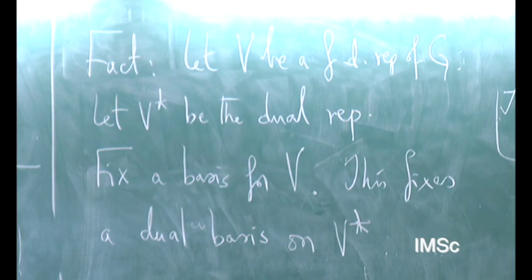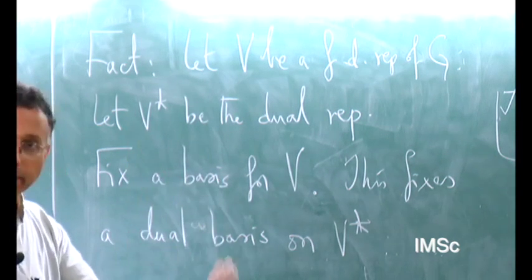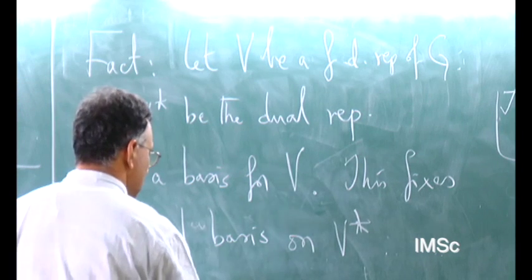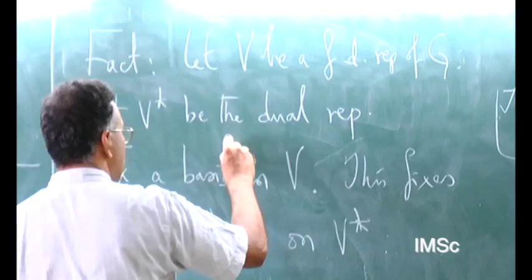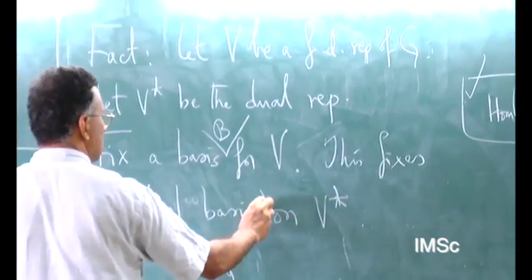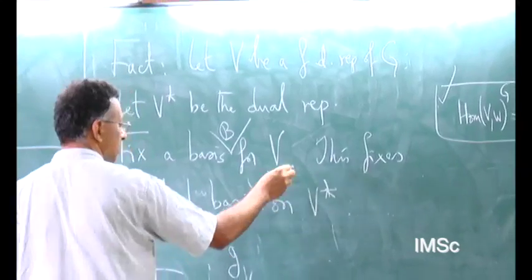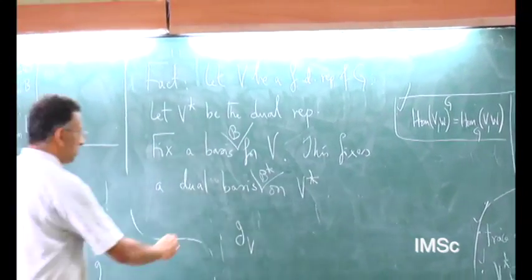Here is the question. Every element of G is represented by a matrix with respect to this basis. I write that matrix. Let's call this basis B, and let's call this dual basis B star. That's just notation. So G_V,B: what do I mean by that notation?